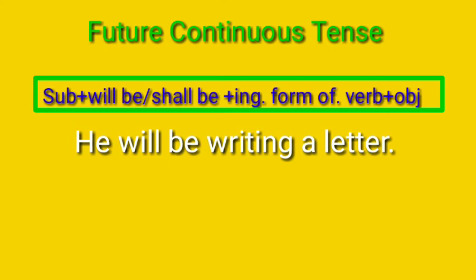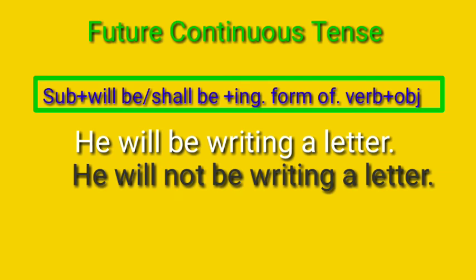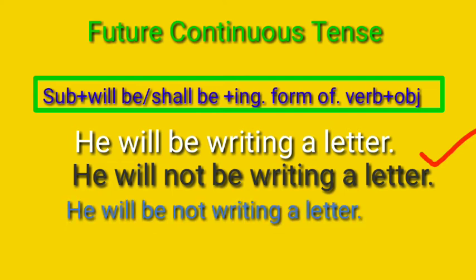Let us convert this one into negative. For that we have to add not. Okay. We have to add not to will only. Not will be. Okay. Let us write this. He will not be writing a letter. Okay. It is correct. He will be not writing a letter. It is not right.